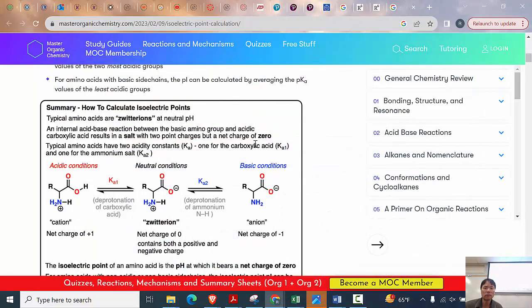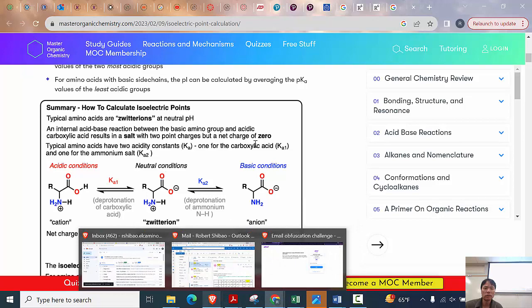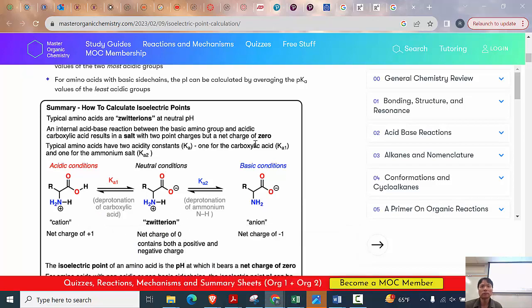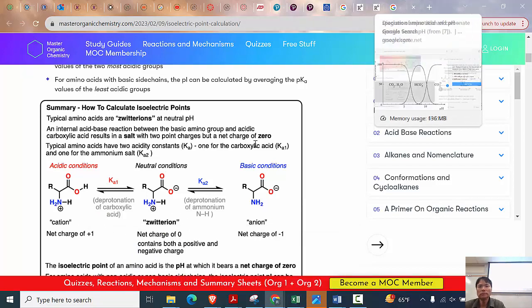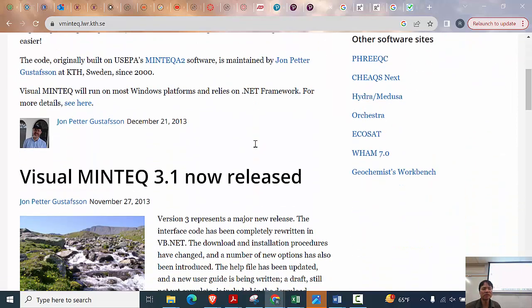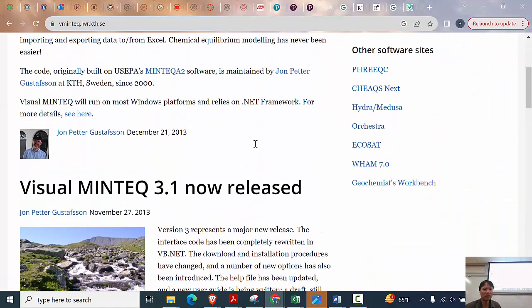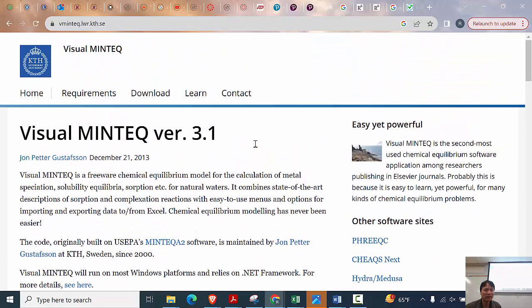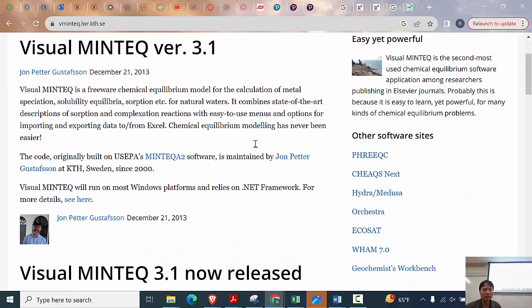Let me talk about Visual MinTeq first. So what we want to do is learn how to use Visual MinTeq here. It's a pretty powerful program because they update this. Actually, I thought they updated this annually. This is 2013. Maybe the paid programs are taking over.